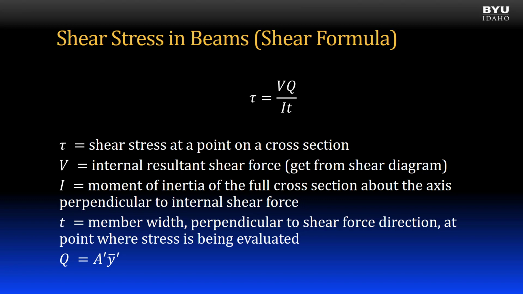The variable I is the moment of inertia of the cross-section about the axis perpendicular to the direction of the shear force. It is the same moment of inertia used for computing normal stresses caused by the same loads on the beam. The variable t is the dimension of the cross-section at the point where stress is being evaluated. It is measured perpendicular to the shear force direction. The variable Q is equal to an area, A prime, times the dimension y bar prime. It will be discussed further shortly.